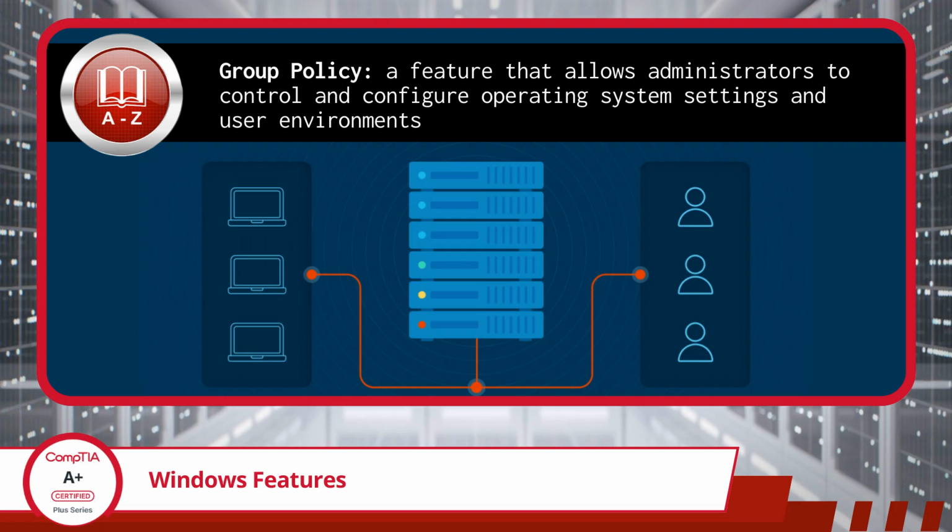Next, we have Group Policy, a feature that allows administrators to control and configure operating system settings and user environments. Group Policy is commonly used in domain environments, where settings are managed centrally from a server, referred to as a domain controller. This allows IT administrators to enforce security policies, manage user permissions, control system behavior, and ensure consistency across multiple computers within an organization. For example, an administrator can require strong passwords, restrict access to certain features, or deploy configurations to many systems at once.